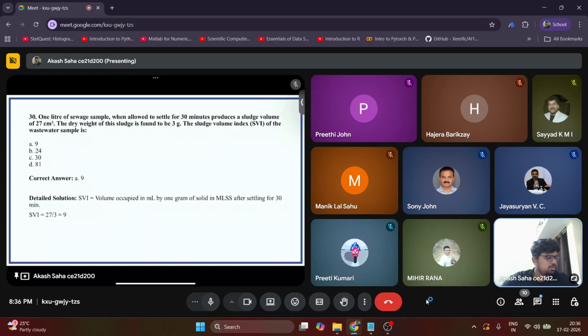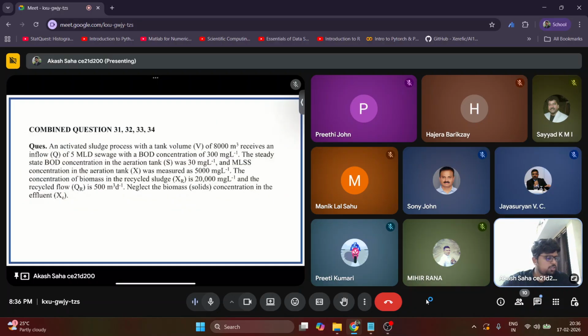Last set of questions that we will do today. Again the data is given. We know the volume, the Q is known, S is also given, X, everything is given. So this is the set of data that is given. I will just quickly go through how to solve this.